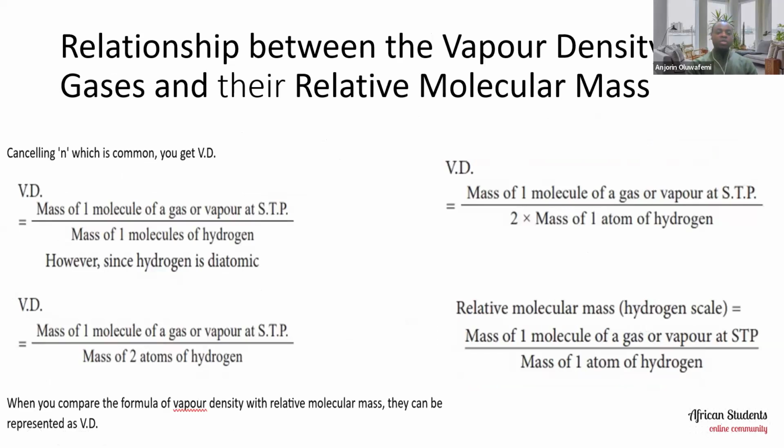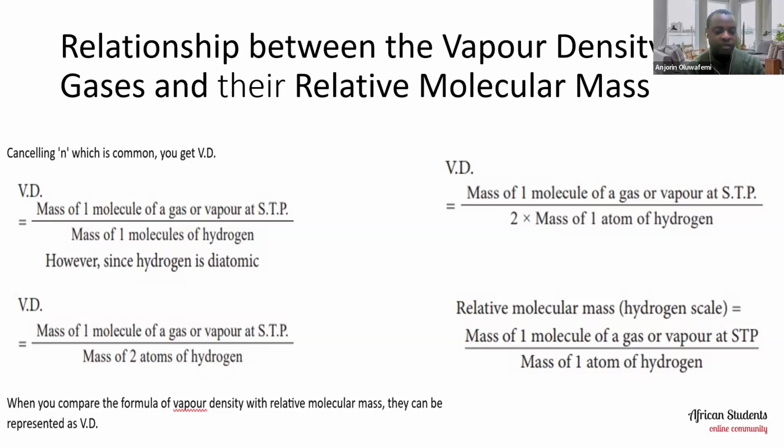So canceling n, which is common, you get our vapor density to be the mass of one molecule of a gas or vapor at STP over the mass of molecules of hydrogen. However, since hydrogen is diatomic, we have the vapor density equal to the mass of one molecule of gas or vapor at STP over the mass of two atoms of hydrogen.